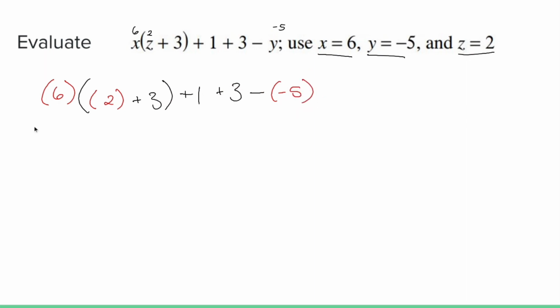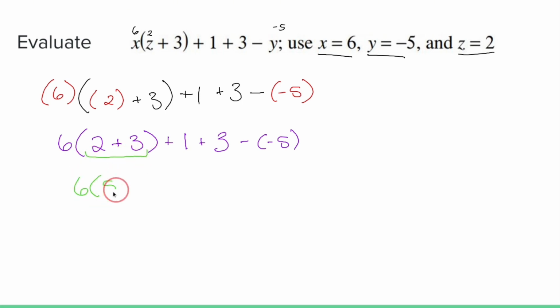So some of these parentheses are useless, like that 6 I don't need, that 2 I don't need. So if you want to write it out realizing that some of these parentheses are not necessary, hey, be my guest, go ahead, but you don't have to do that. I'm going to leave that parentheses there because why not? PEMDAS says do everything inside groupings first, so that would be 2 plus 3. So you become 6 times 5, and you drop everything else down, plus 1, plus 3, minus -5.